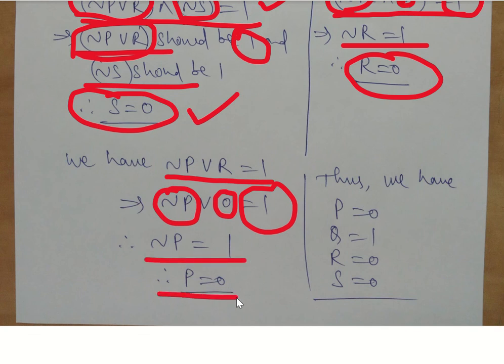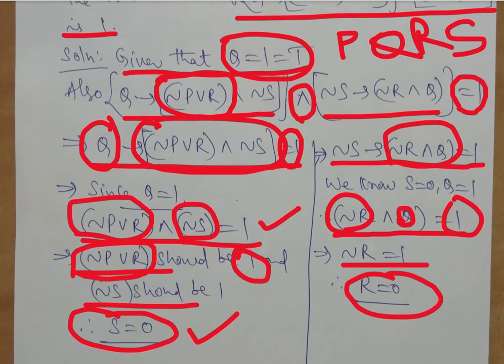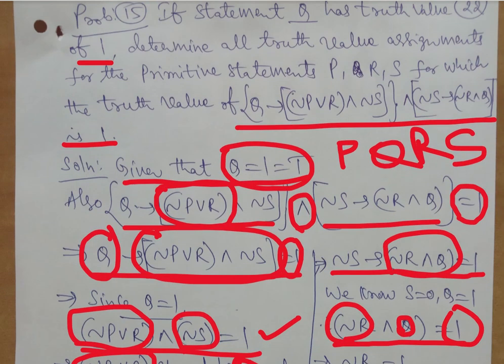So we got the P value, we have the Q value already given, and we have the S and R values also. Thereby the result is: P value is 0, Q value is 1, R value is 0, S value is 0. This is, I think, the best part of the fundamentals of logic. I suggest you solve problems of this nature so that you will cover everything. You will be able to cover all the fundamentals I have covered so far in a single problem. This will definitely test the understanding level of the student.